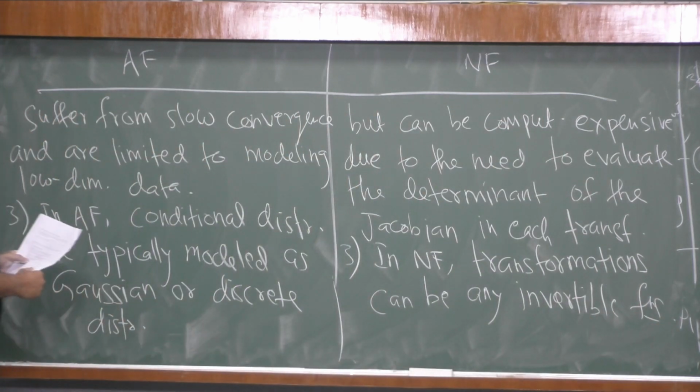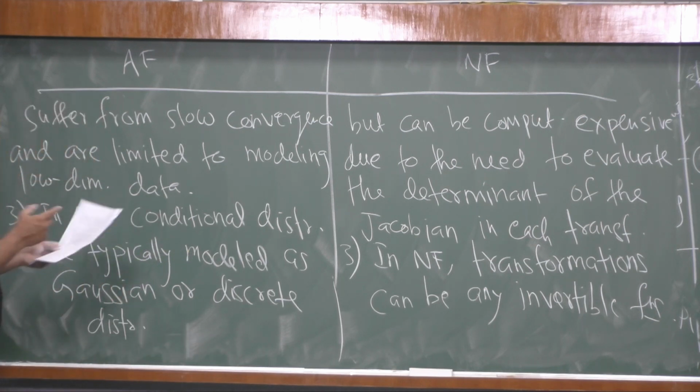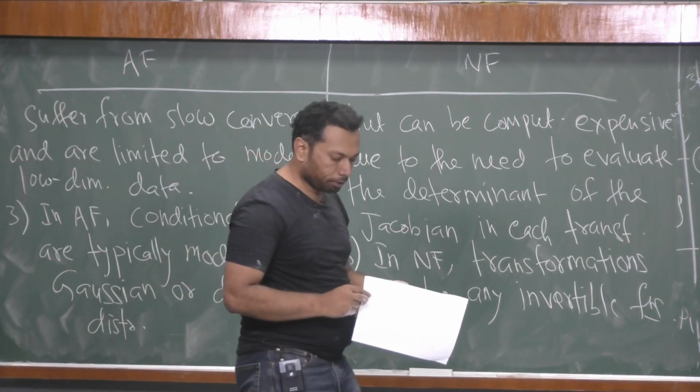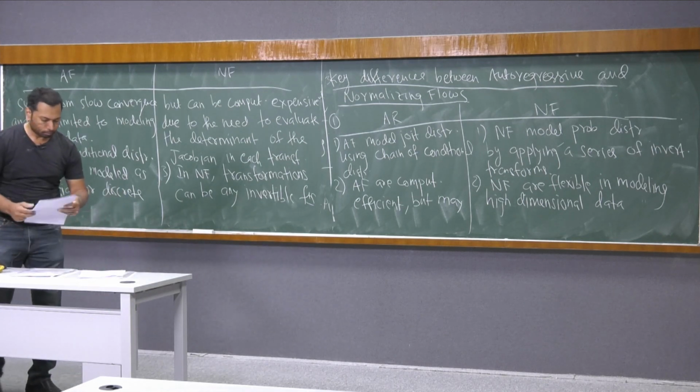Okay, so in autoregressive flow, we usually stick to Gaussians or discrete distributions, but here you have a bit of flexibility in using any transform basically you want. It should be invertible and obviously easy to compute and so on. So I just thought that it's good to put this because sometimes people don't have clarity on the differences.